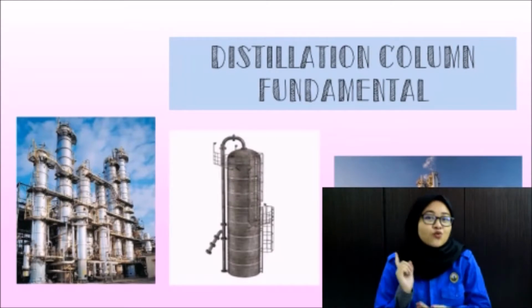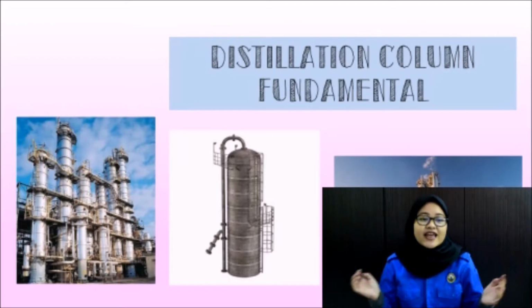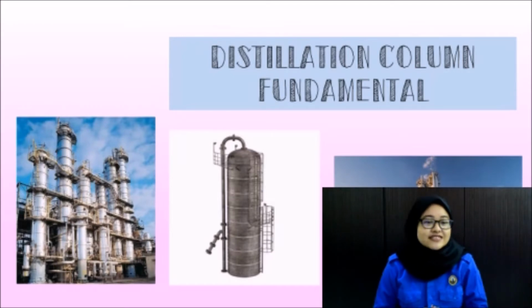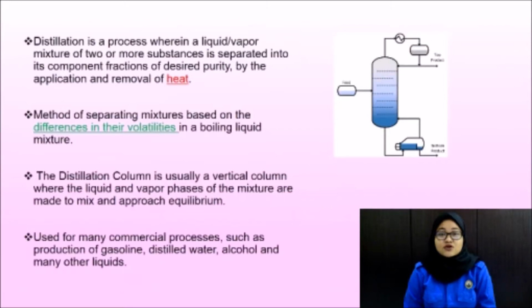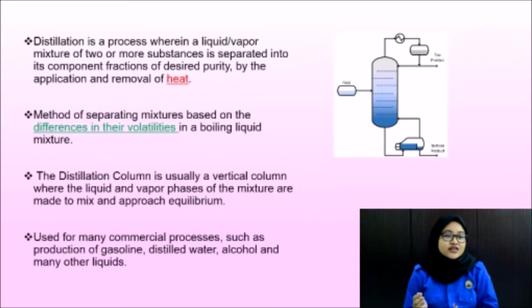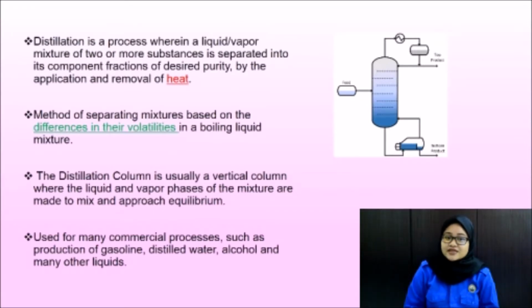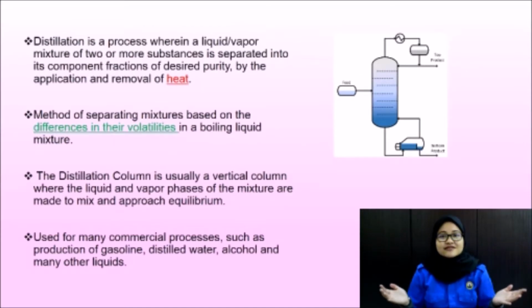Distillation column is one of the important unit operations in many chemical industries and has been used from the inception of the chemical processing industry. So, what is distillation column? Basically, distillation is a process wherein a liquid or vapor mixture of two or more substances is separated into its component fractions of desired purity by the application and removal of heat.